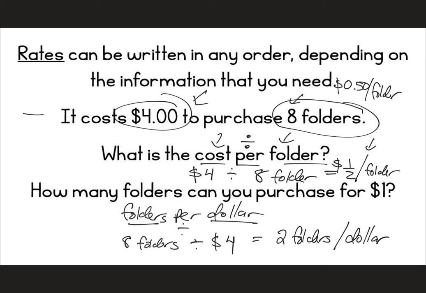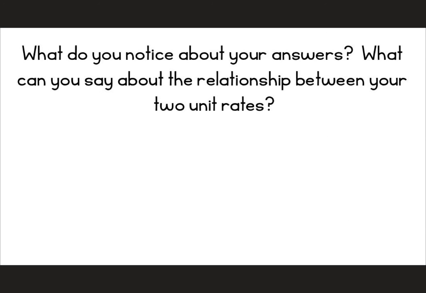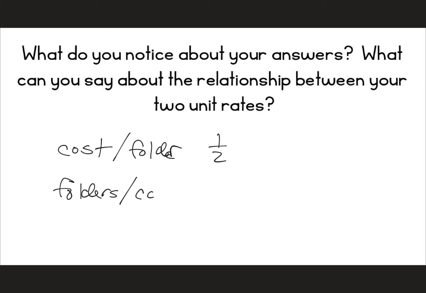Now, let's look at those 2 answers. The cost per folder answer was 1/2 of $1. The folders per dollar answer was 2. What do you notice about these 2 answers? Well, in the first one, there's a 2 as a denominator. And then there's a 2 in the other one.